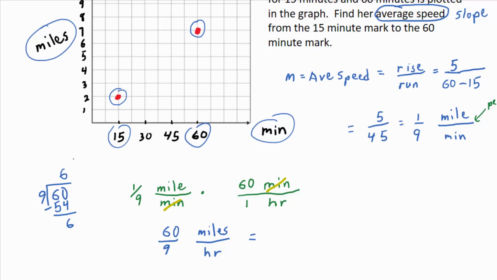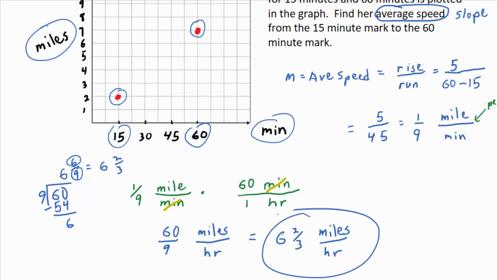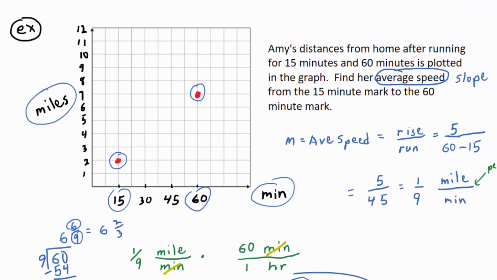So you'd say 6 and 6/9. Remainder over divisor, except how would you simplify that? 3 goes into both the numerator and denominator here? 2/3. So 6 and 2/3, which is 6.66, 6 repeated miles per hour. Okay? Again, the reason for this problem is emphasizing the slope as an average rate of change.